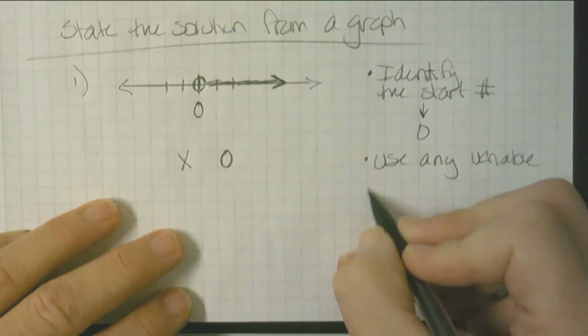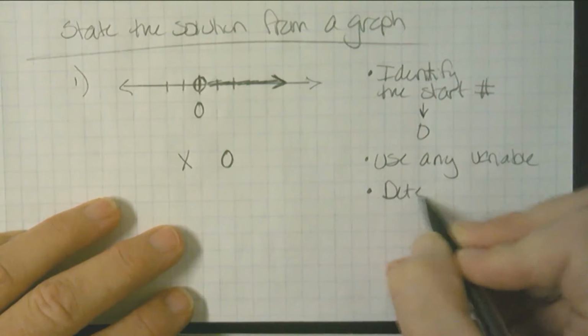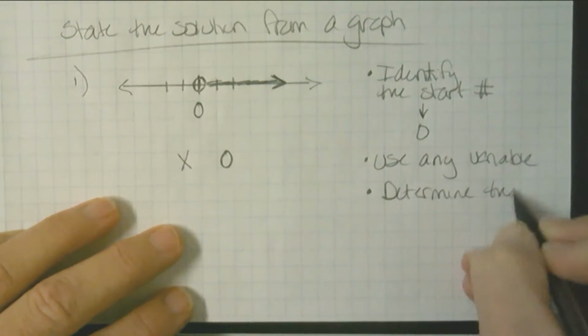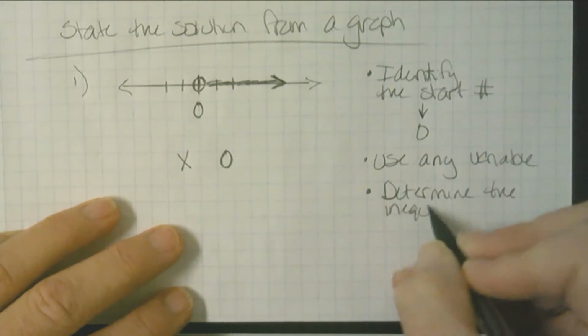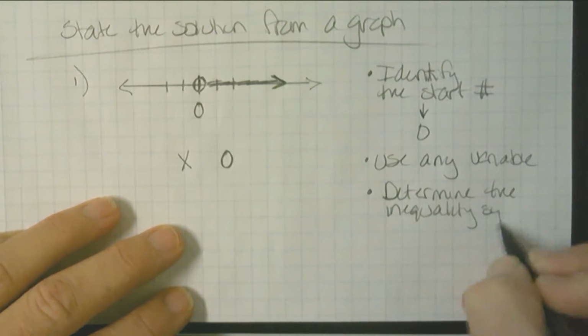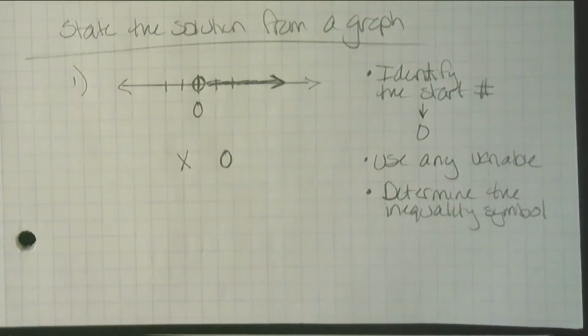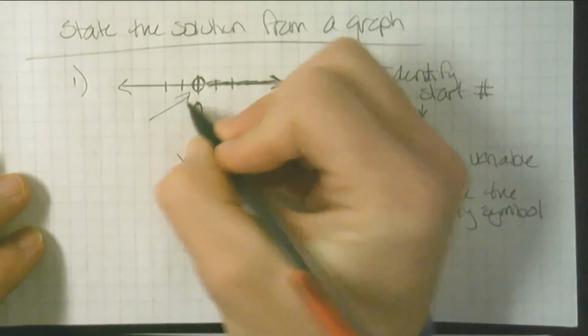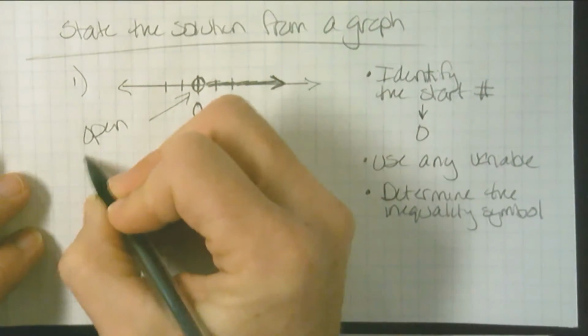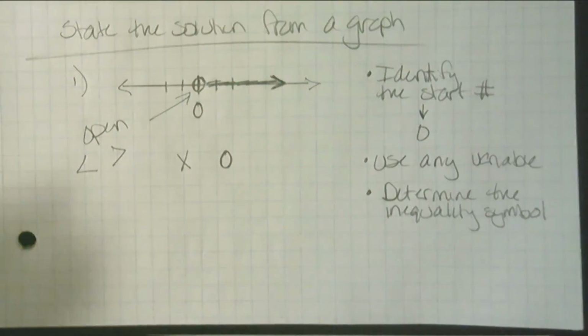Okay, the next thing is you need to determine the inequality symbol. All right, so is this an open dot or a closed dot? So is this an open dot or a closed dot? Audrey? This is open. So this is open. So my possibilities are a greater than or less than or greater than.